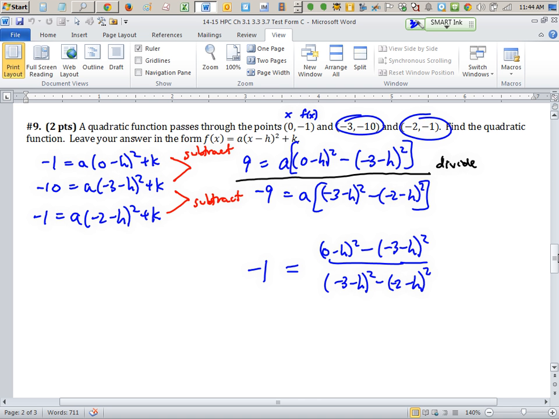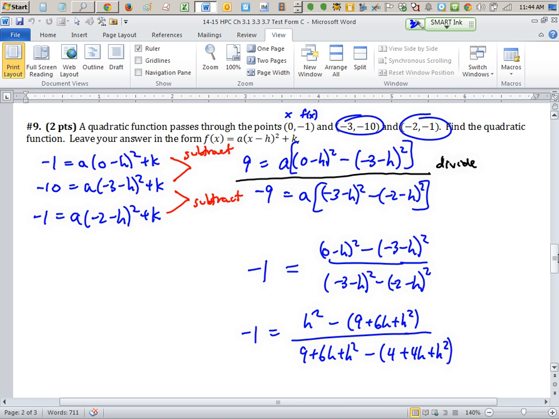If you FOIL this out carefully, you get h squared minus 9 plus 6h plus h squared over 9 plus 6h plus h squared minus 4 plus 4h plus h squared. All the h squareds cancel out. So this thing is completely linear. It's really a basic problem. It's just basically -6h minus 9 for your numerator. And it looks like we have on the bottom 2h plus 5 or something.